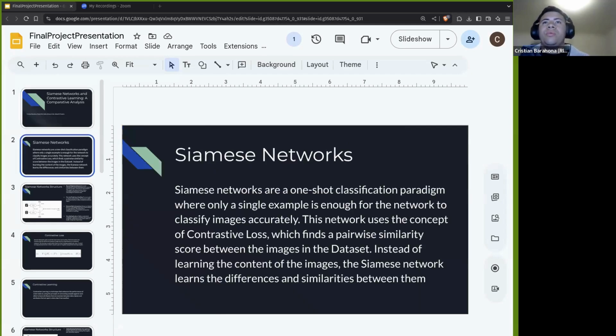Siamese networks are a one-shot classification paradigm where only a single example is enough for the network to classify images accurately. This network uses the concept of contrastive loss, which finds a pairwise similarity score between the images in the dataset. So instead of learning the contents of the image, the Siamese network learns the differences and the similarities between them.